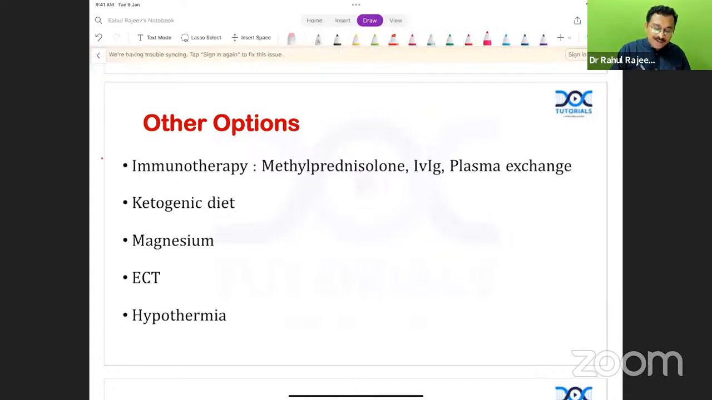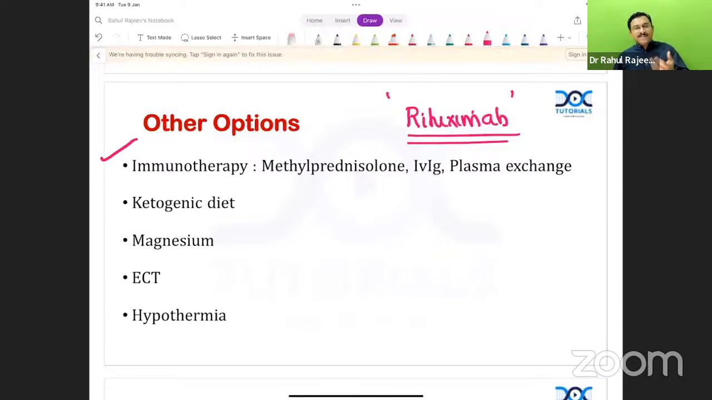This might require immunotherapy. Methylprednisolone pulse 1 gram IV OD for 5 days, followed by oral steroids, which are given for a period of around 6 weeks, may be required. You can think of intravenous immunoglobulin, you can think of plasma exchange, and also rituximab, especially in autoimmune encephalitis. The patients might respond to rituximab as well. I've got my personal experience with rituximab, wherein I had a patient with autoimmune encephalitis. I tried probably multiple anti-epileptic drugs, but once I started the patient on rituximab, the disease activity came under control, and so did the seizure activity.